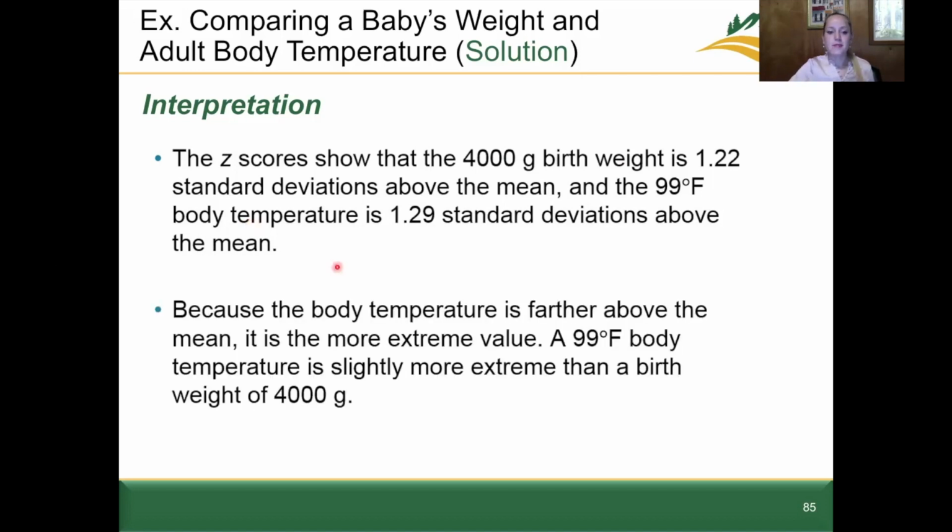Now from this, because the body temperature is farther above the mean from the sample of data it came from, it is the more extreme value, right? So 1.29 is greater than 1.22. Therefore, we can say that a 99-degree Fahrenheit body temperature is slightly more extreme than a birth weight of 4,000 grams. We say slightly here because 1.29 isn't drastically greater than 1.22. Okay, so here we calculated a z-score for sample data, and then we were able to interpret those z-scores.